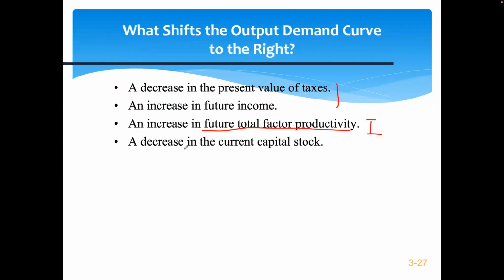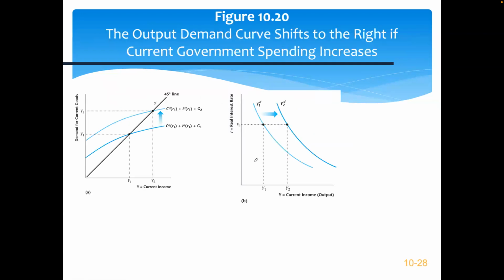Now, the fourth one, if there's a decrease in current capital stock, right? This is going to increase the marginal productivity of capital. So that also gives you incentive to invest. So in either case, you can see this curve is going to move out.